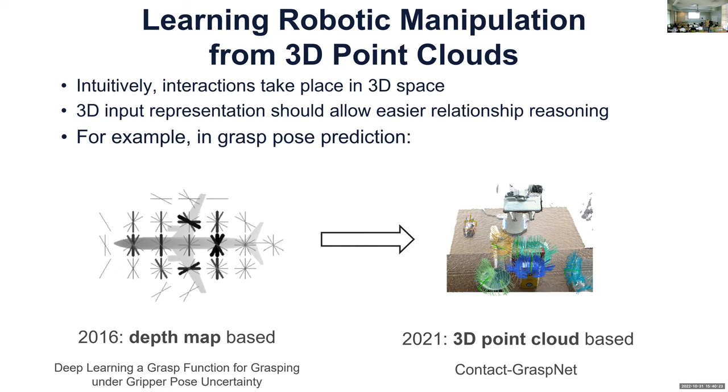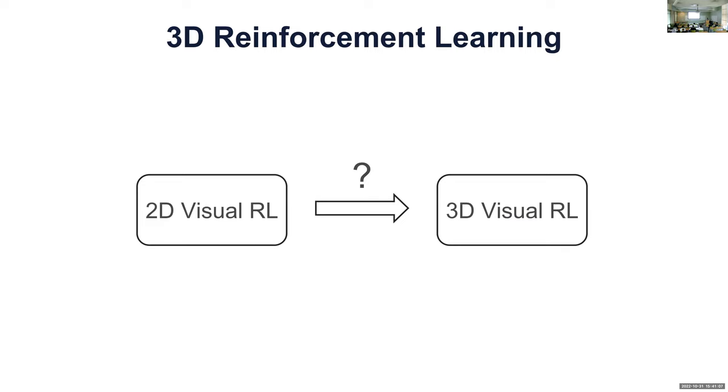3D recognition should be more suitable than 2D images as input. In fact, if we take a retrospective look at the development of the field called grasp pose prediction: back in 2016, most of the literature was based on image or depth-map approaches. Nowadays, you basically don't see such image-based approaches. All methods are based upon reasoning in 3D, for example, point cloud methods. Contact GraspNet is the latest, most effective one.